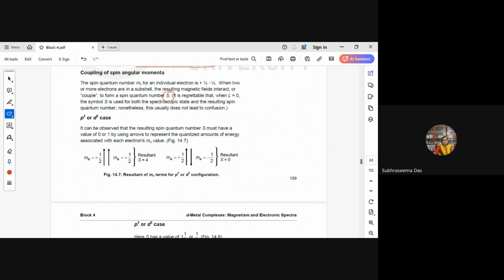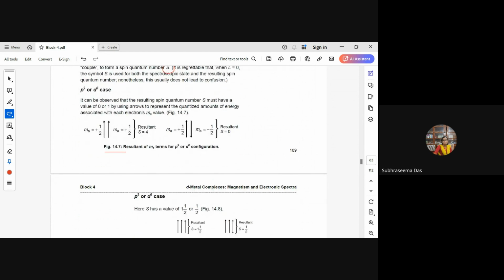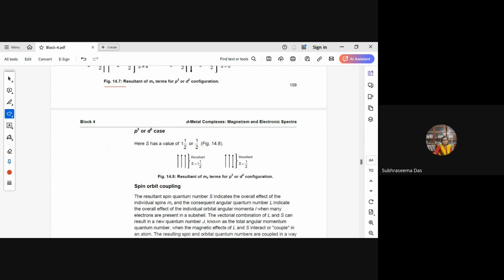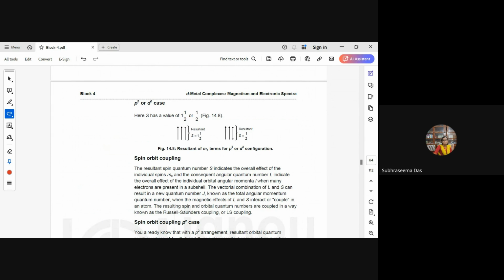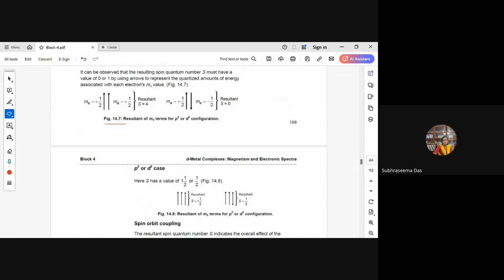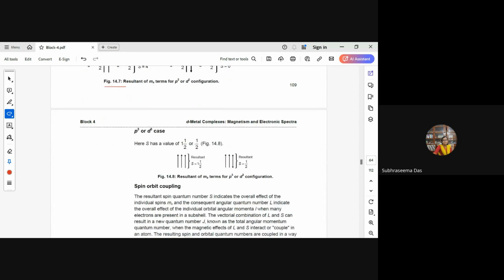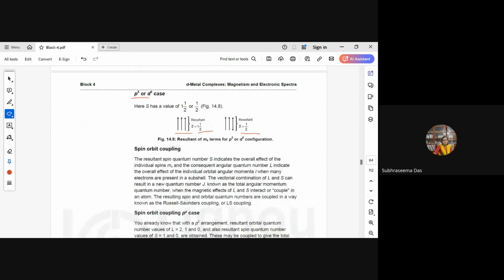So for a p2 or d2 case, we find that the resulting capital S, the spin quantum number, has a value of 0 or 1, and we can use arrows to represent the quantized spin. Figure 14.7 shows the resultant S values for the p2 or d2 configuration. Similarly, s has either plus half or minus half. When we consider a p3 or d3 case, the resultant is either 1.5 or 0.5. Likewise, other cases can be drawn.